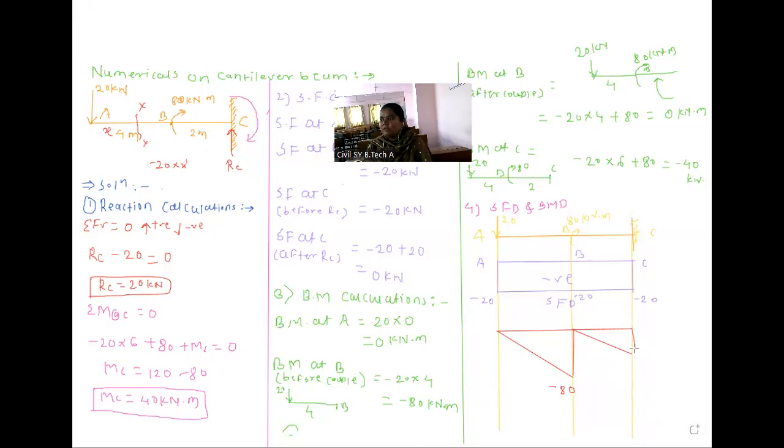After that, we have to close this diagram. So here the value is minus 40. This is A point. At A point, the value is 0. At C, before RC, the moment is minus 40. Here, the whole diagram is in minus. So this is the bending moment diagram. Anybody having a doubt, ask me. Otherwise, please write down first.